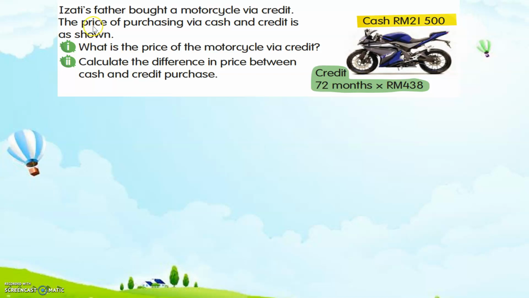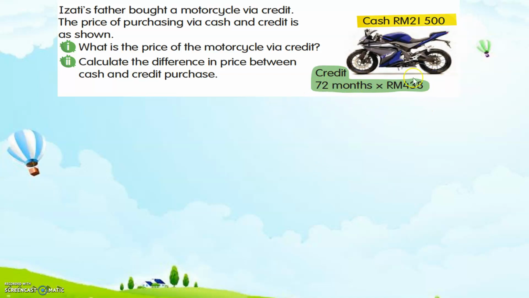Last question. Izzati's father bought a motorcycle via credit. The price of purchasing via cash and credit is as shown. That means this value is for cash and this one is credit. What is the price of the motorcycle via credit? Via credit means each month Izzati's father should pay 438 ringgit for 72 months.